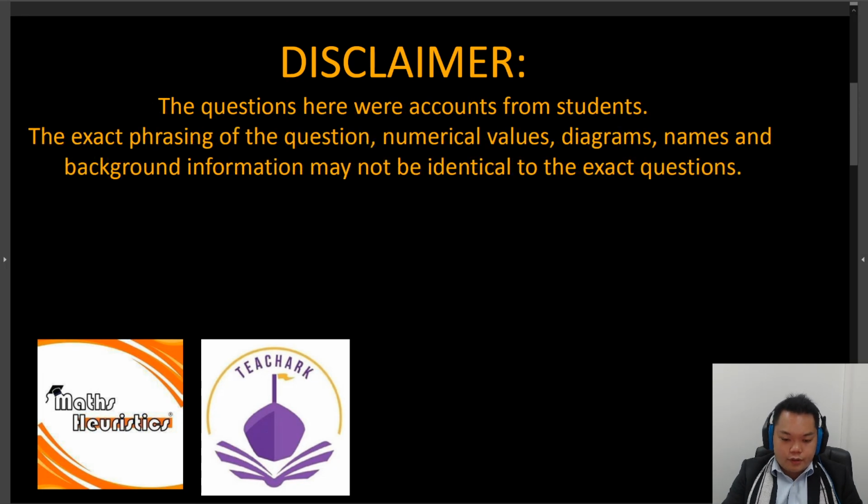The second disclaimer is that the questions here were from accounts from students. The exact phrasing of the question, numerical values, diagrams, names and background information may not be identical to the exact questions that came out in today's paper.